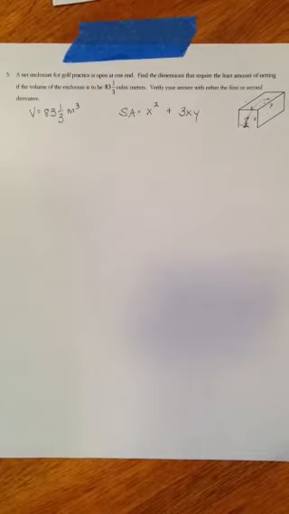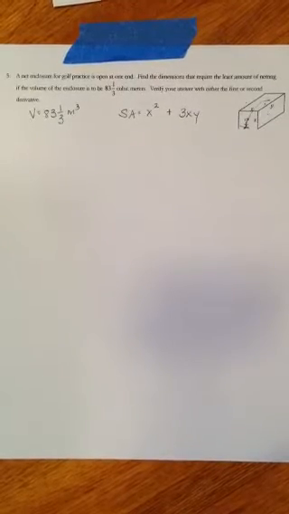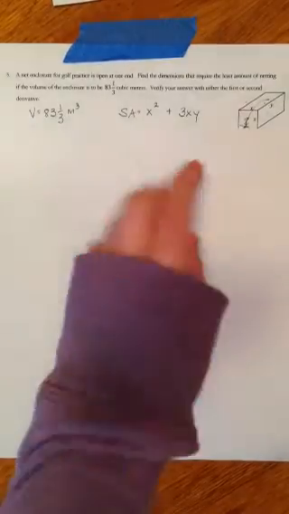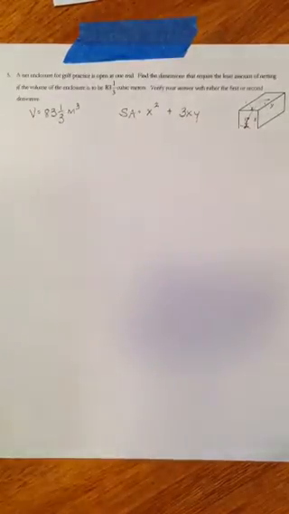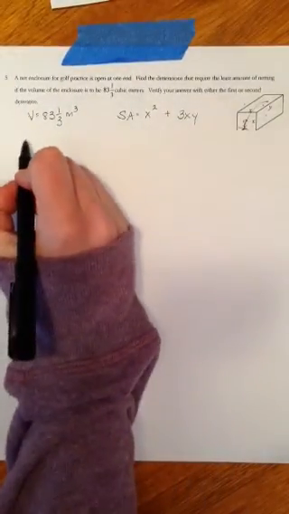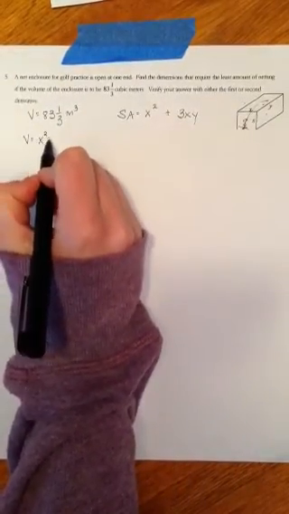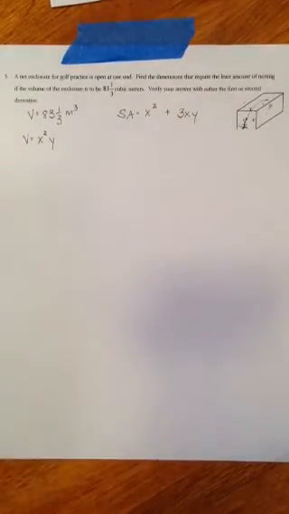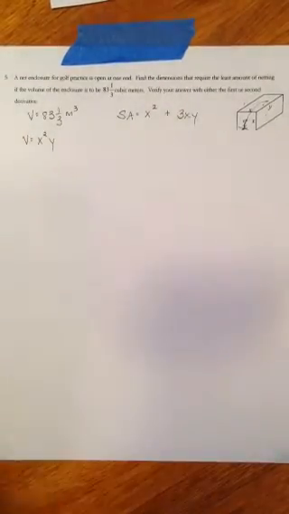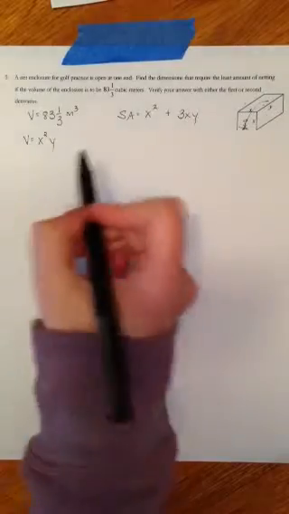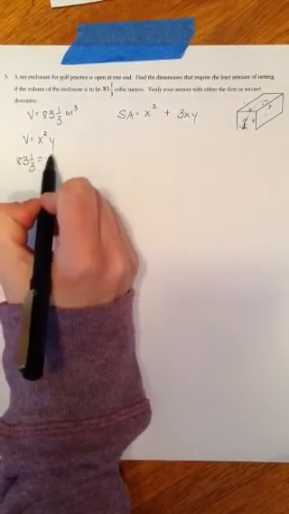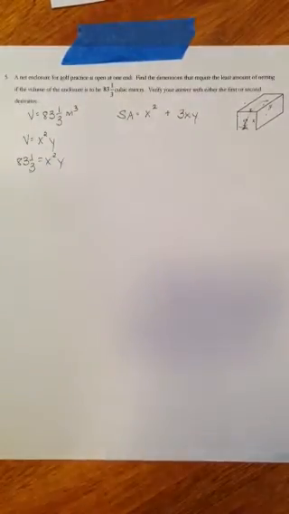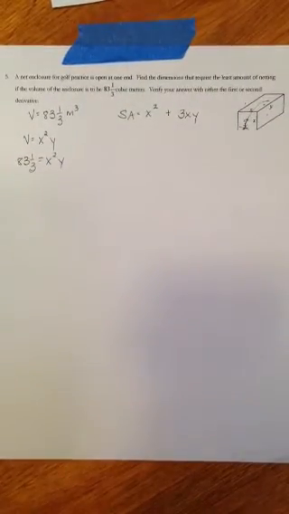All right, got that. Now, why did they give me volume? There must be a reason. Of course there is. I've got two variables in surface area. I want to get it down to 1. So now how do I find the volume here? x squared y. It doesn't matter how many sides there are on this. The volume does not change. So 83 1/3 is equal to x squared y. Yes, we have a fraction. Don't worry, we'll get rid of it.